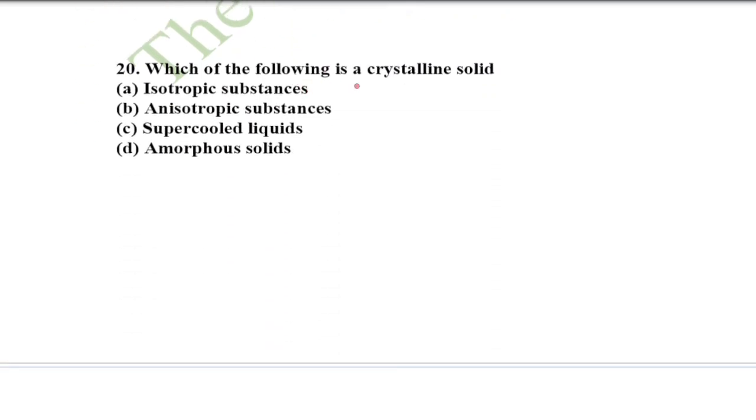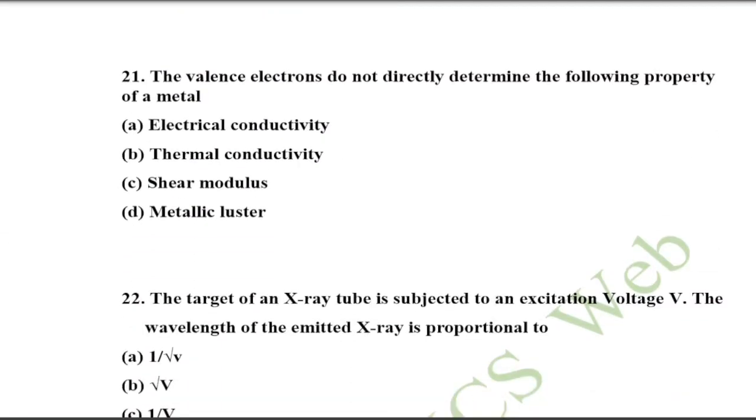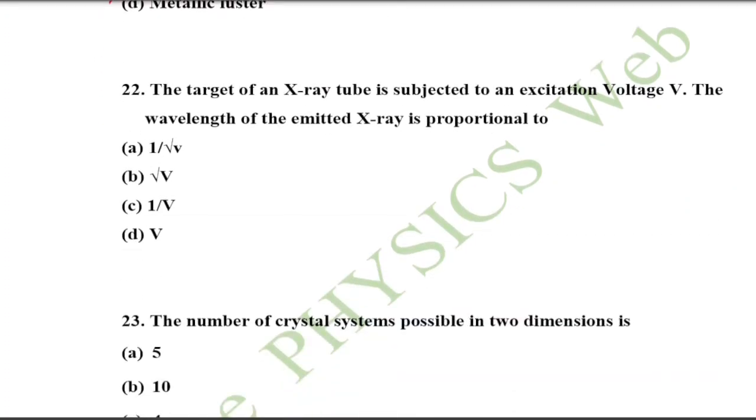Next, which of the following is a crystalline solid? So you can check the options. Anisotropic substances are crystalline solids. So B is your correct option. Next, the valence electrons do not directly determine the following property of a metal. So this is shear modulus. C is your correct option.